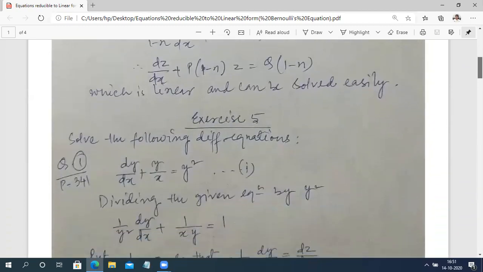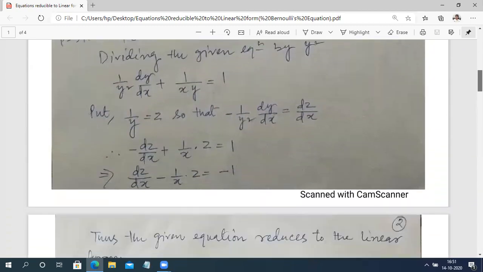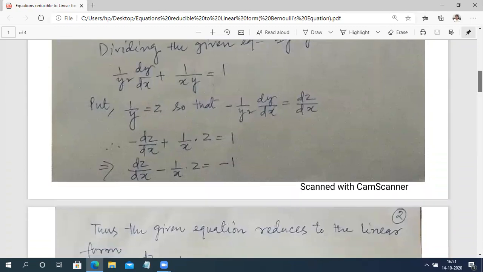Then find the integrating factor, e raised to the power p dx, and then you solve the differential equation by the same method which we have discussed last time, that is, find the integrating factor and then find the solution directly without any substitution or elimination.